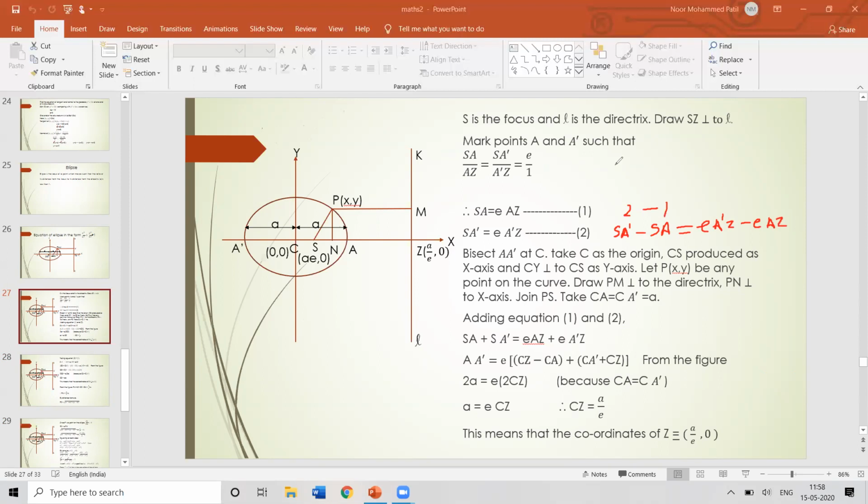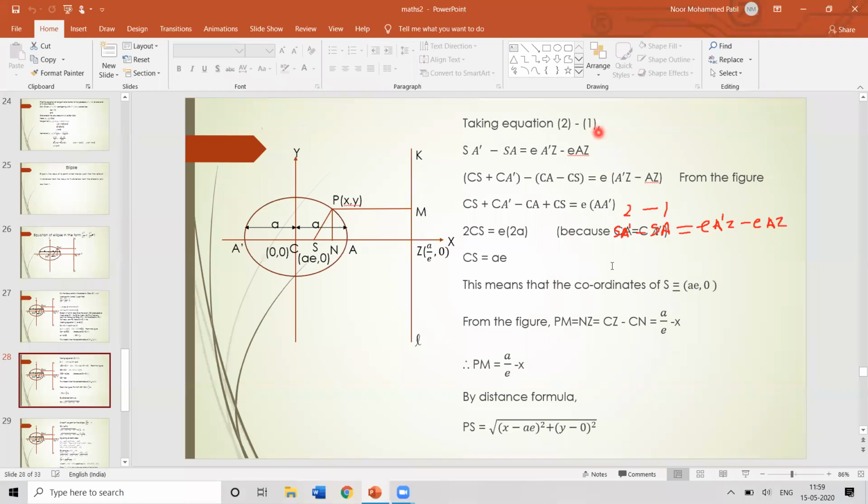Okay, now let us see how to solve. Equation 2 minus equation 1, already from the figure just now we have seen, that is SA dash minus SA is equal to e(A dash Z minus AZ), which is here now. Now how much is my SA dash? How can I calculate it? Here is my S and here is my A dash. So this length, what can we say? This is my CS plus CA dash. Is it the same length? CS plus CA dash.